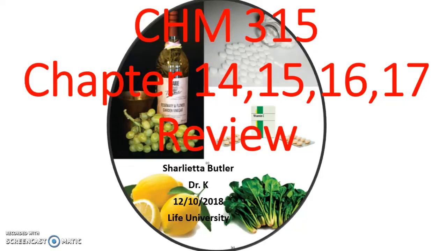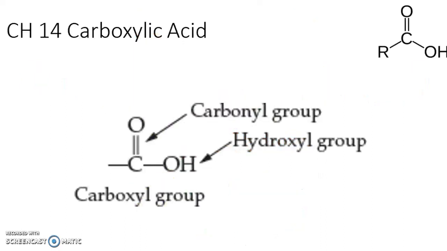This is my final review for chapters 14, 15, 16, and 17. We'll be going over chapter 14, which is carboxylic acids. Here's a general structure of a carboxylic acid, which is a carbonyl group and a hydroxyl group together forming a carboxyl group. And usually they have an R group attached here, and that could be a combination of things.